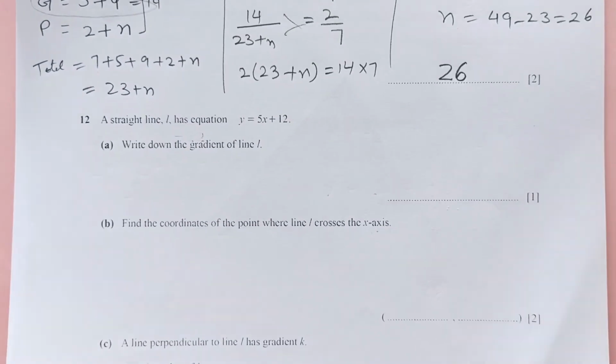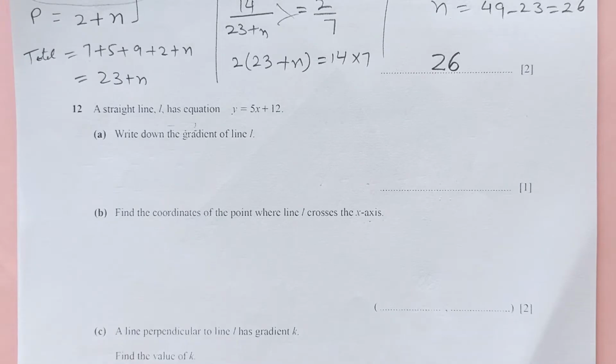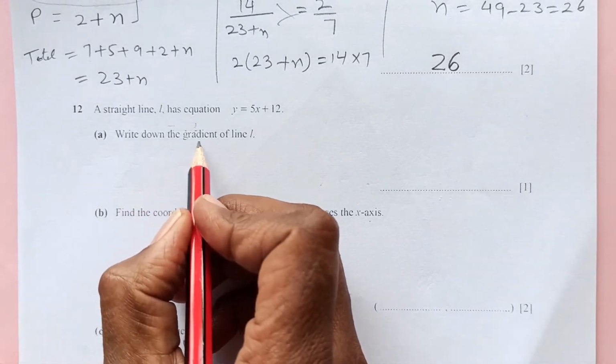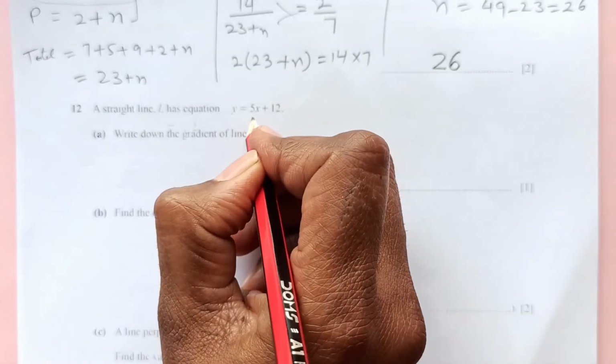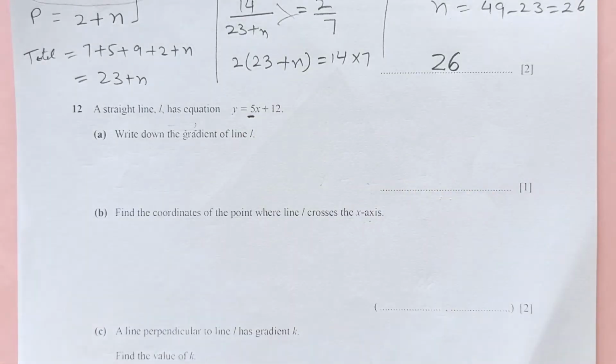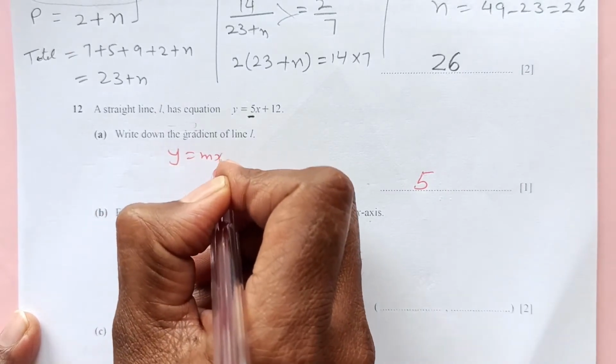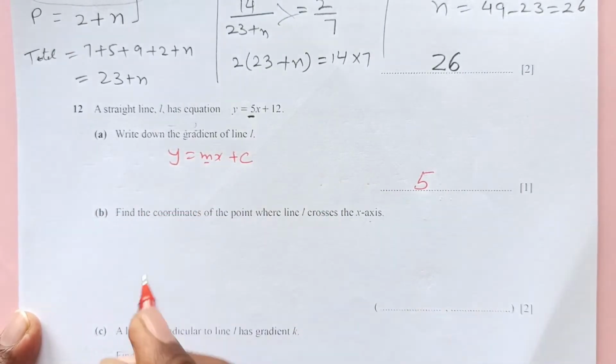Now number 12. A straight line L has equation y equals 5x plus 12. Find the gradient of the line. So now the gradient is this 5 here. Directly we can write down the gradient is 5 because this is in the form y equals mx plus c, where m is the gradient.